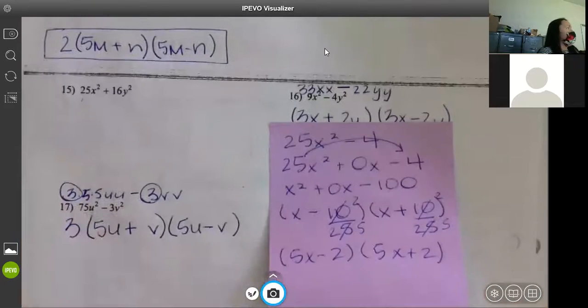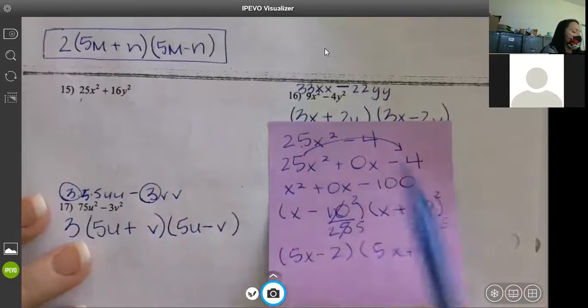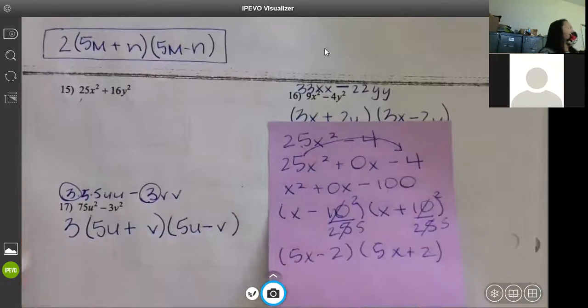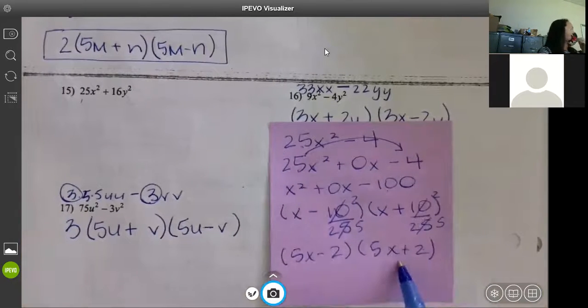Now, I could have shown you that long way. Or I can tell you 25 is a pair of 5 and x in the front. 4 is 2 and 2. 1 is positive, 1 is negative. Okay, so I don't want to show you the long way, but I want to show you why it does work. Okay, it cannot have a middle term, and it must be minus to be able to work.